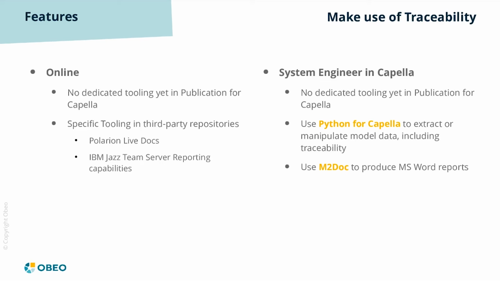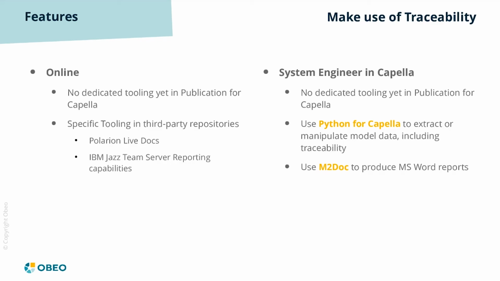So there is actually nothing specific in publication for Capella to exploit, to use, to extract information from the traceability data. Why is that, and why am I talking about such a feature? Actually, in Capella and the ecosystem, there's already everything a system engineer would need to extract information. I'm thinking specifically of Python for Capella or M2Doc, which are two great tools to extract and manipulate your Capella models and to produce documents from your Capella models.